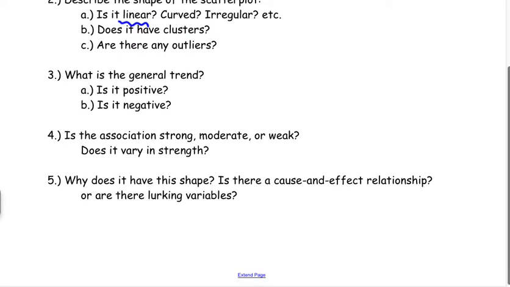Is there a trend? Is there a positive trend? Think about positive slope. Or is there a negative trend, a negative slope? What is the strength of the correlation? Is it really strong, meaning all the data points are really close together? Is it moderate, or is it weak, where the points are all over the place?